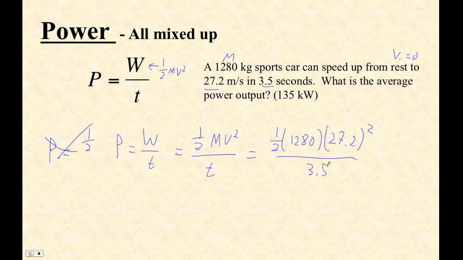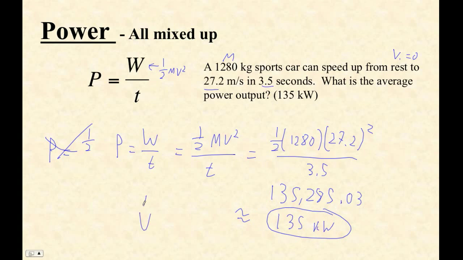Okay, so I'm just going to do that one in one fell swoop here. 0.5 times 1280 times 27.2 squared divided by 3.5. Boy, I get a big number. It's 135,285.0. I'm going to say just cut it off right there. That is 135 kilowatts, roughly 135,000 watts.